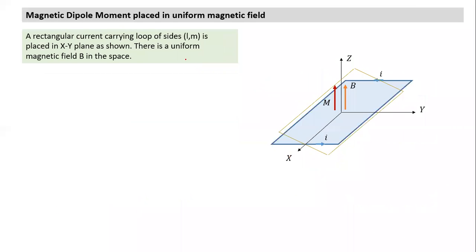Now we come to something new. What happens if we place a magnetic dipole moment in a uniform magnetic field? For ease of understanding, we have taken a rectangular current carrying loop. One side has length L, the other dimension is M. It is placed initially in the XY plane, and there is a uniform magnetic field in the Z direction, and it is carrying current I.